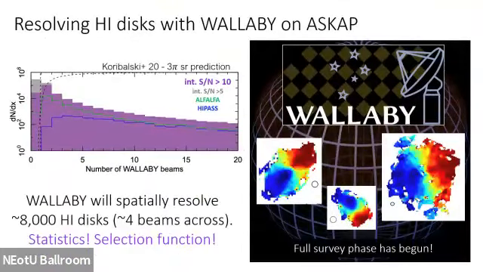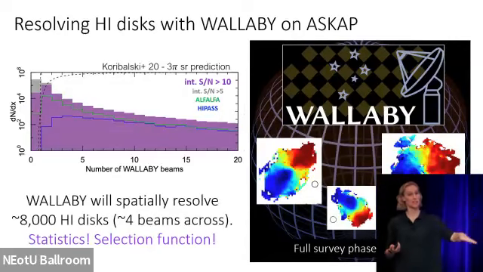So I want to talk a little bit about the practice or the mechanics of resolving H1 disks in wide field untargeted surveys. And the survey that will have the best statistics in that respect is WALLABY on ASKAP. So the WALLABY survey will image most of the southern sky, and at 30 arcsecond resolution, which is sufficient to spatially resolve large numbers of galaxy disks. And that's what the histogram on the left-hand side shows. So it's the number of galaxies as a function of the number of resolution elements across the x-axis.